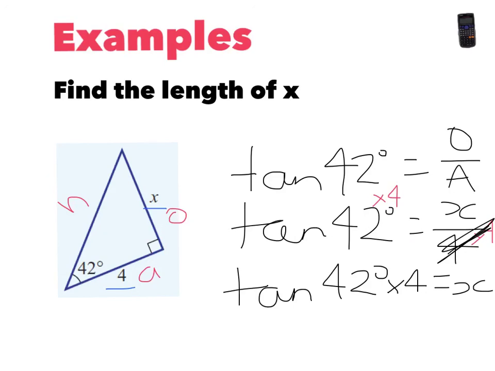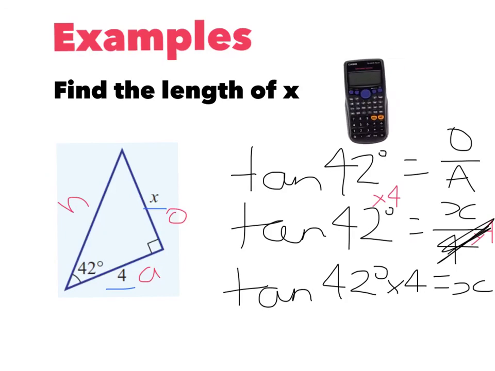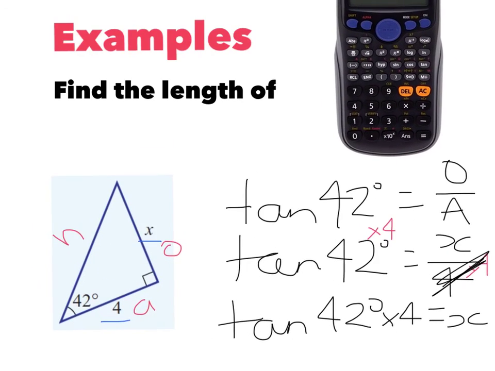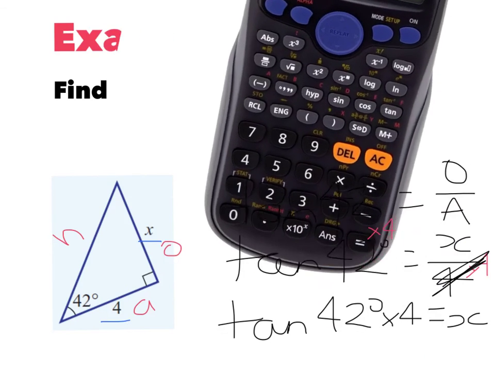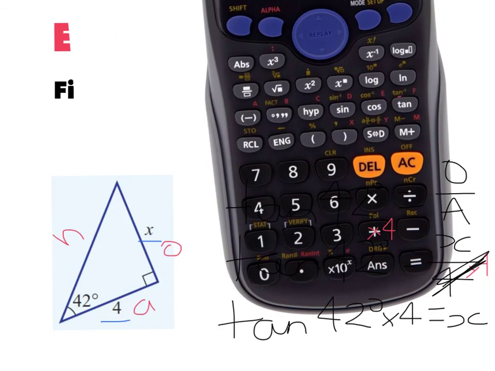If I plug that in on my calculator, again guys, I don't think I need to do this for a third time, but I will. If I enlarge my calculator here, the tan button is over here. Make sure when you hit it in, you close the bracket at the end. Then you do an equals, and then you multiply it by 4, and that will give you your answer.